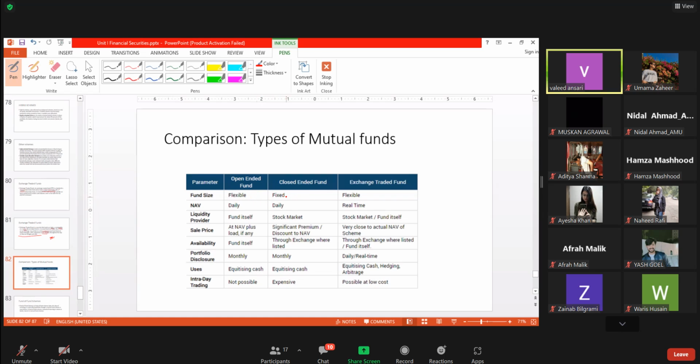It is fixed, whatever comes in. Exchange-traded is flexible. If somebody is buying, that will be provided. So as I pointed out, it has both closed-ended and open-ended features. In the open-ended scheme, the NAV is daily, whereas here it is also daily, but in real time it is changing throughout the day.